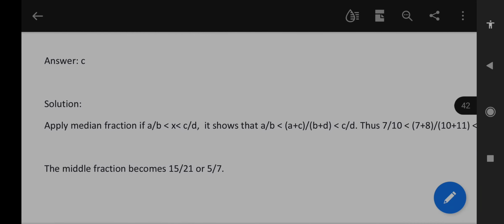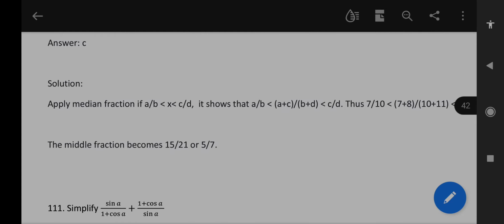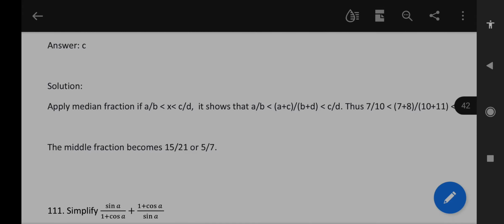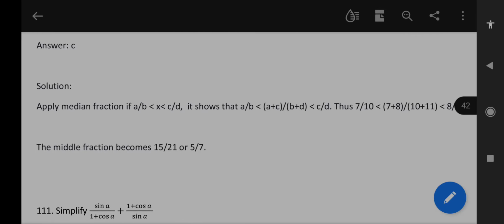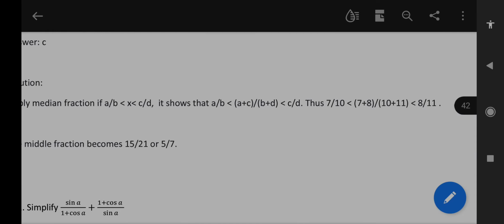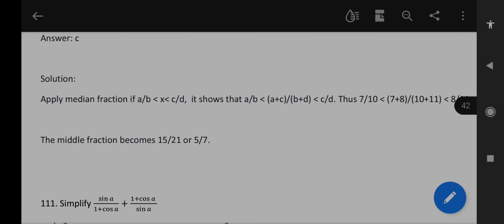Solution, apply median fraction. If a over b is less than x is less than c over d, it shows that a over b is less than quantity a plus c over quantity b plus d is less than c over d. Thus, 7 over 10 less than quantity of 7 plus 8 over 10 plus 11 is less than 8 over 11. The middle fraction becomes 15 over 21 or 5 over 7.